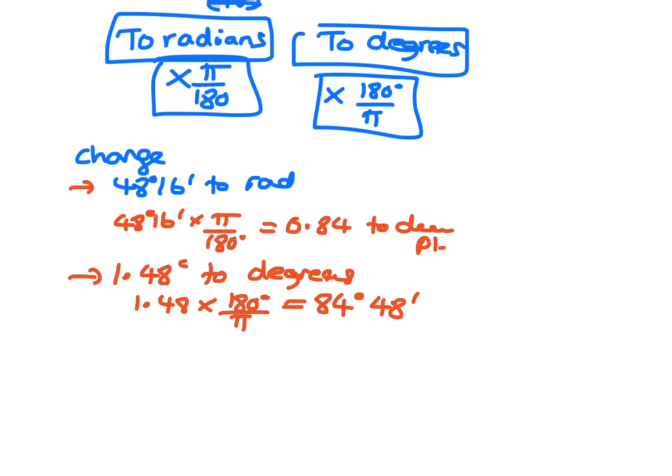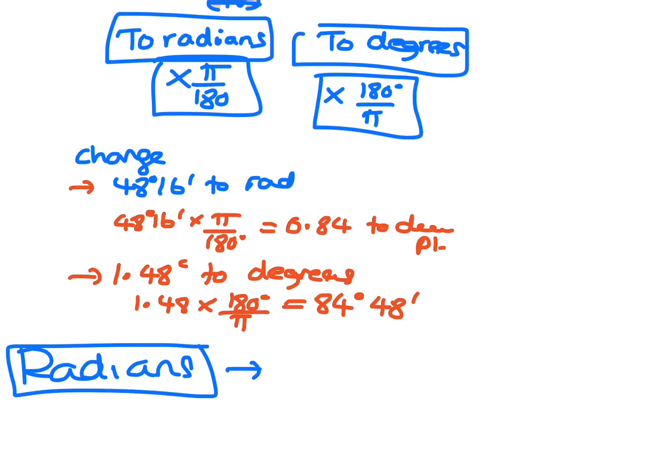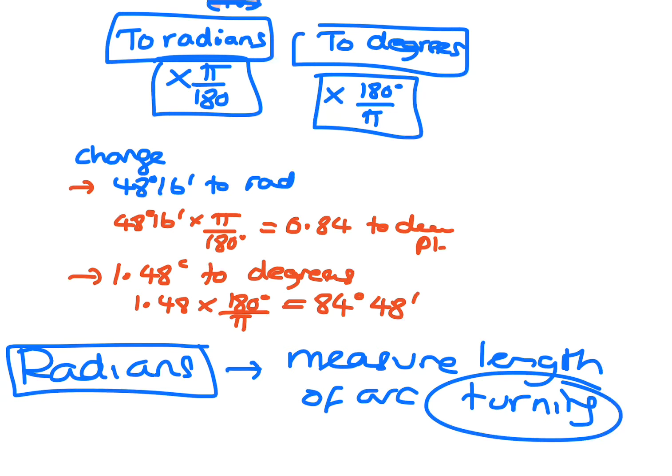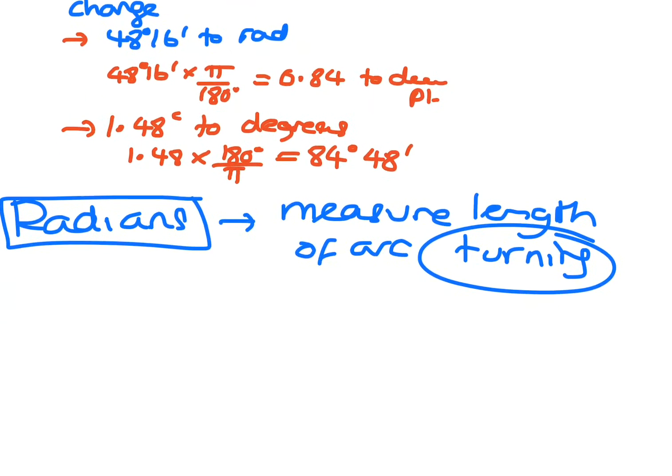Okay, so just a couple of things. Where are radians actually used? Like, why are we doing things in radians? It's because we're measuring the length of the arc on the outside, on the circumference of the circle. So it's a way of measuring turning. Just like angles, it's a way of measuring turning as well.